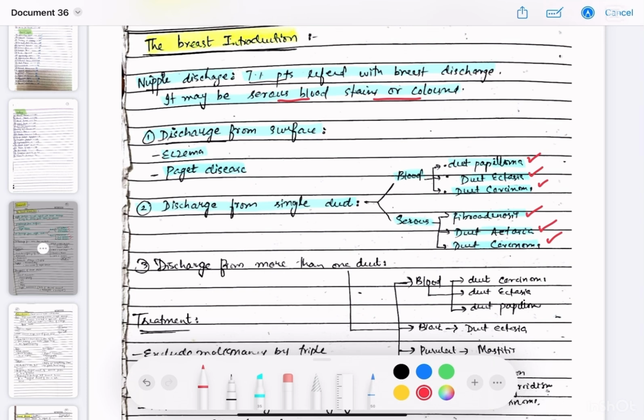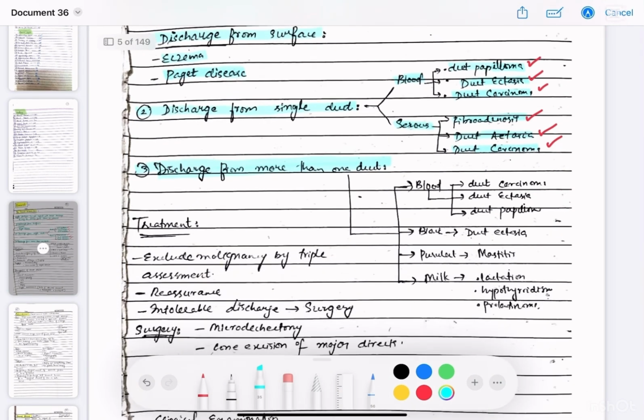Now the discharge from more than one duct. If it is from more than one duct, then look at the discharge. If it is blood, then it is duct carcinoma, duct ectasia, duct papilloma. If it is black, then it is duct ectasia. If it is purulent, then it is mastitis. If it is milk, then it is lactation, hypothyroidism, or prolactinemia. Okay, these are the differential diagnoses.